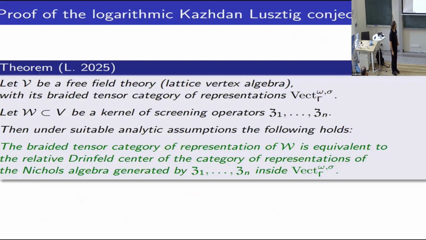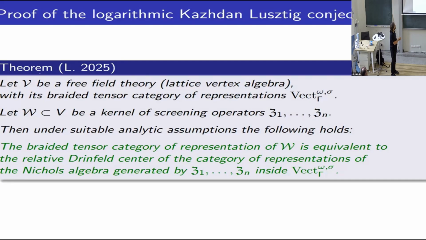And now the theorem I want to present is the free field version of the general picture I presented. The theorem is as follows, it's from this spring. Let V be a free field theory, for example a lattice vertex algebra or Heisenberg vertex algebra, and its braided tensor category of representations is of course Vect Gamma omega sigma. Now let's take the kernel of screening operators W. Then I have to assume something in the analysis, some convergence conditions, but then the following holds.